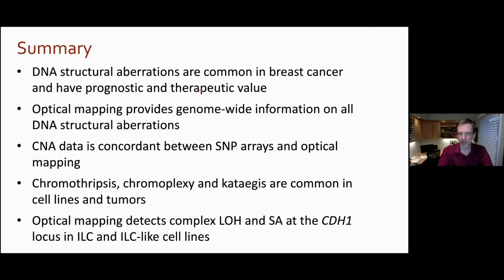Chromothripsis, chromoplexy, and kataegis are common in cell lines and tumors. I didn't show you all the data we've seen with the optical mapping, but basically you can resolve a lot of this using this large-scale mapping. And optical mapping detects complex loss of heterozygosity and structural aberrations at the CDH1 locus in both ILC and these ILC-like cell lines, suggesting that some of these ILC-like cell lines more than likely are true ILC cells.